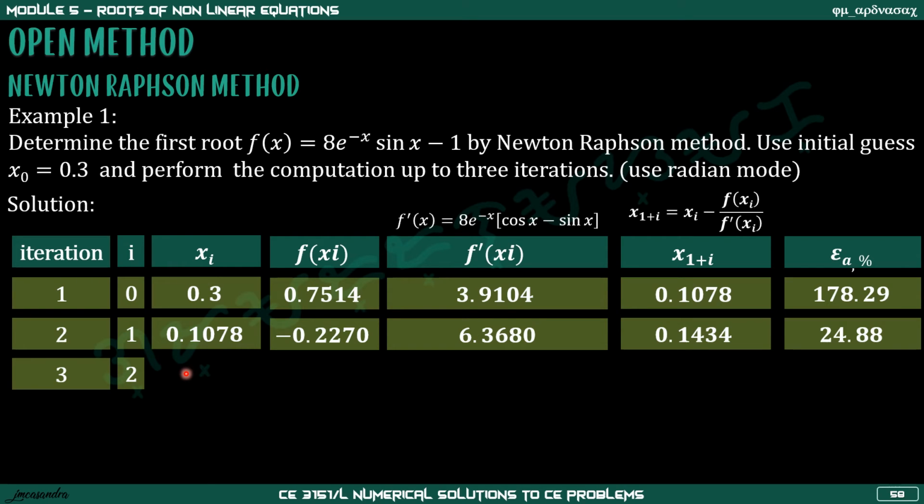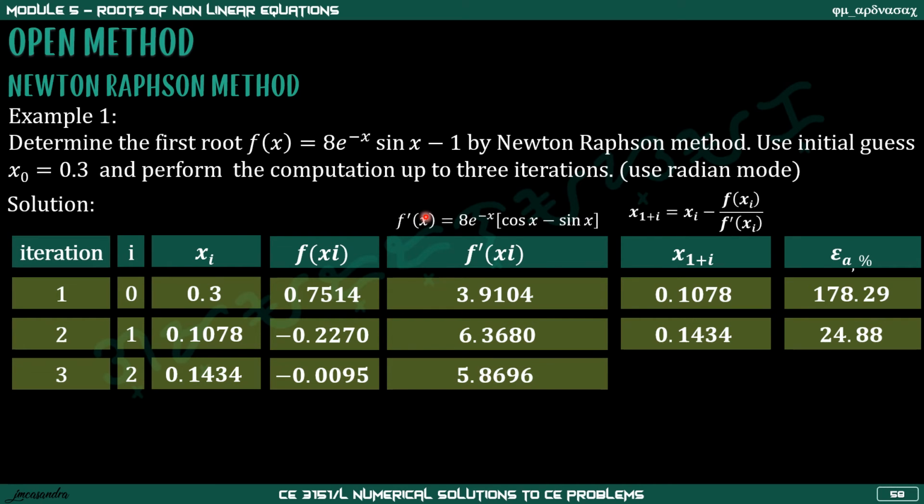So x sub 2, we have computed already, which is 0.1434. Substitute x sub i or x2 in the equation, we get negative 0.0095. Then substitute again x sub i in the derivative equation. So 5.8696. We can now compute for x sub 3, which is equal to 0.1434 minus negative 0.0095 divided by 5.8696, which is now equal to 0.1450. And with that, our approximate error now can be computed at 1.10.